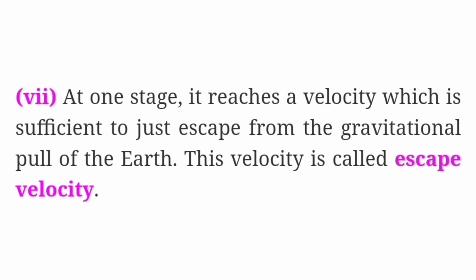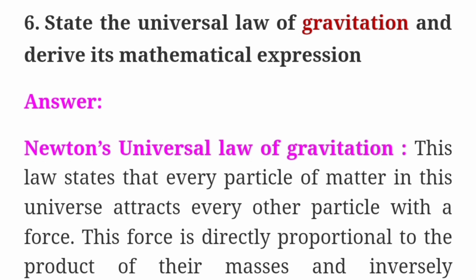Seventh point, at one stage it reaches a velocity which is sufficient to just escape from the gravitational pull of the earth. This velocity is called escape velocity. Sixth question, state the universal law of gravitation and derive its mathematical expression. Newton's universal law of gravitation.